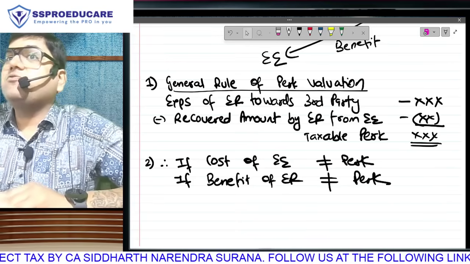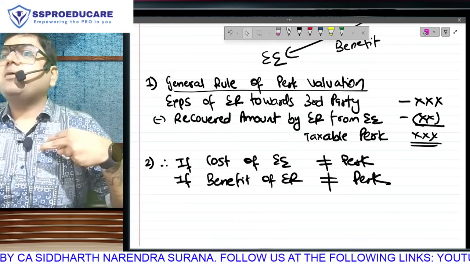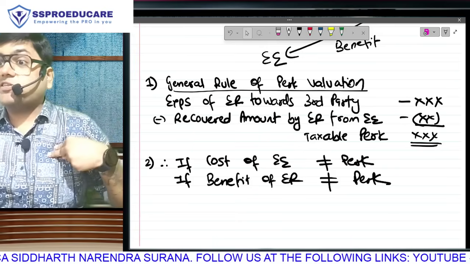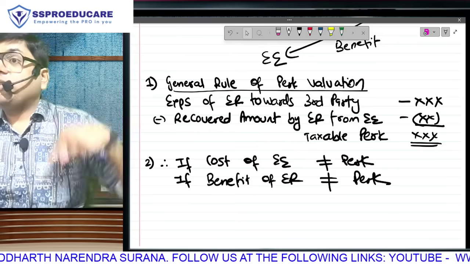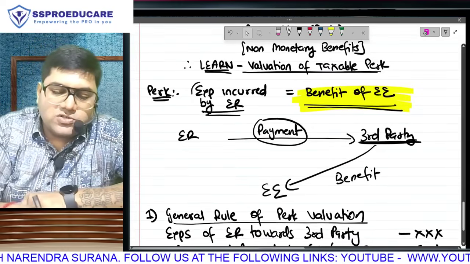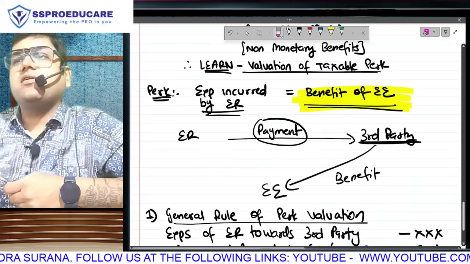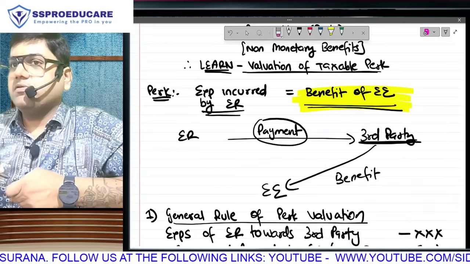Anything which is done for his benefit can't be your perquisite. Perquisite is his cost, my benefit. His cost, my benefit. If cost is mine, it can't be perquisite. If benefit is his, it can't be my perquisite. The definition of perquisite is cost of the employer, benefit of the employee. The employer will pay the third party, and that will become the value of the perquisite.